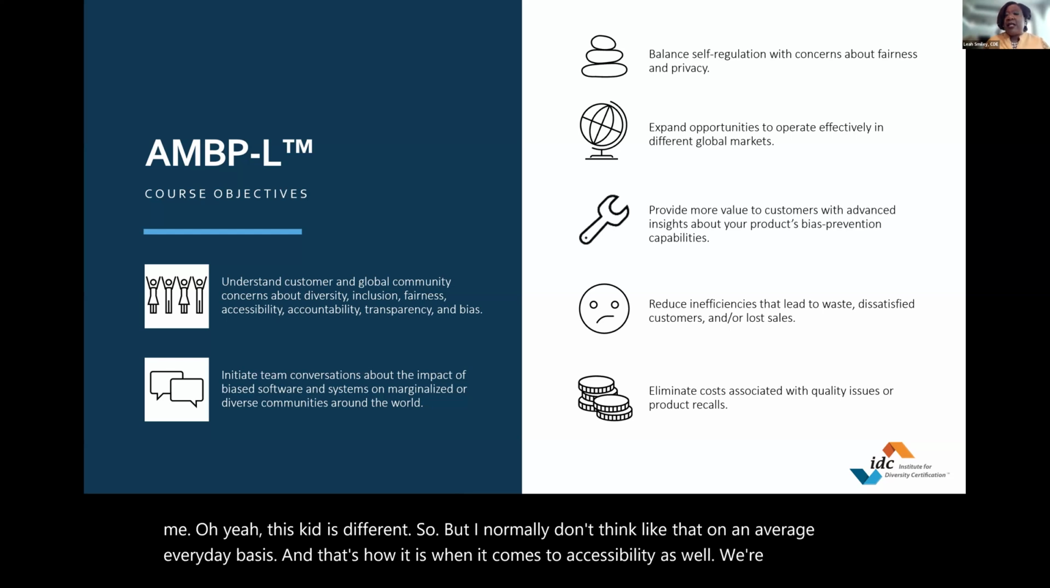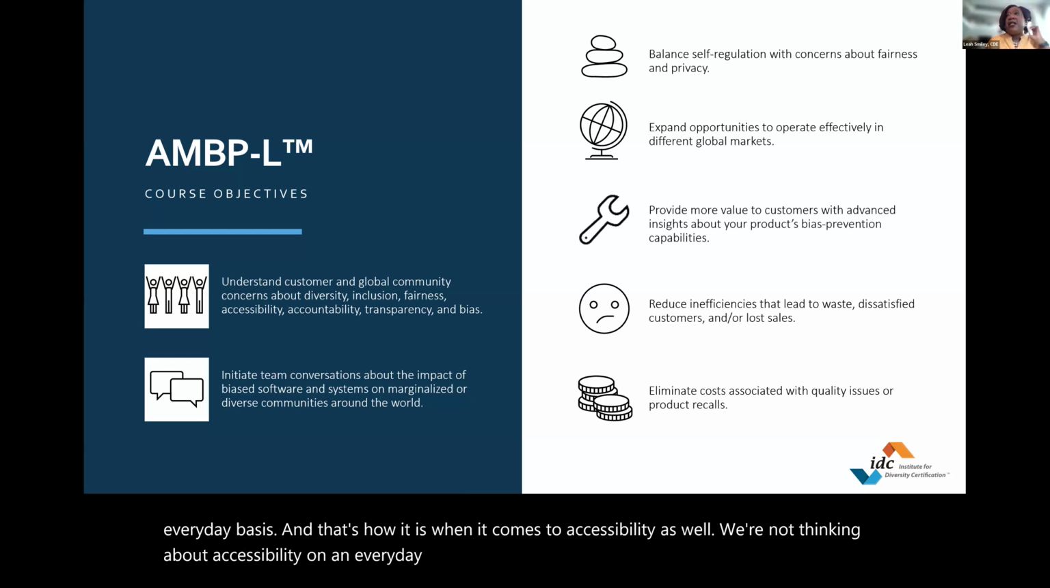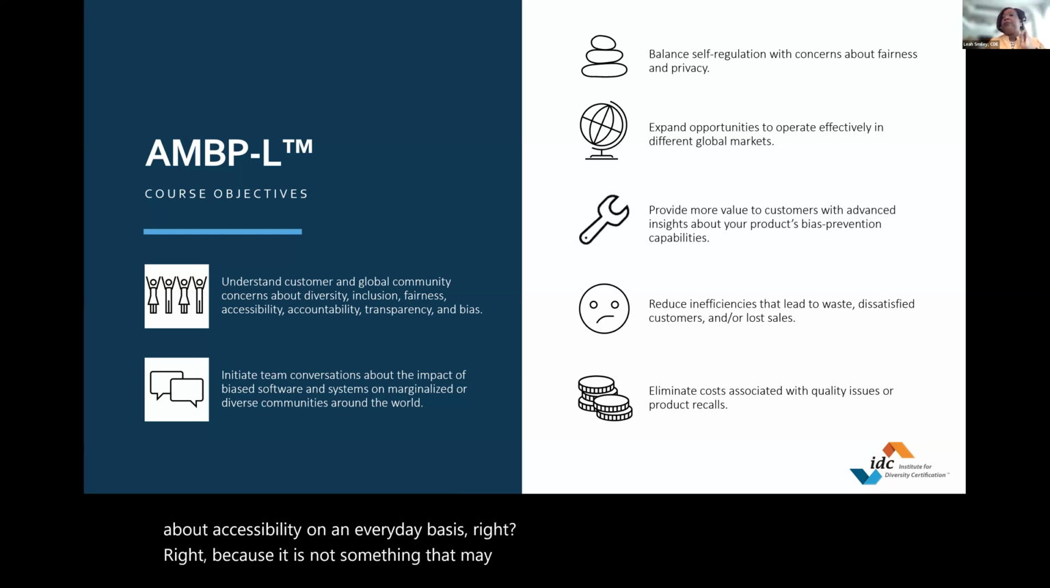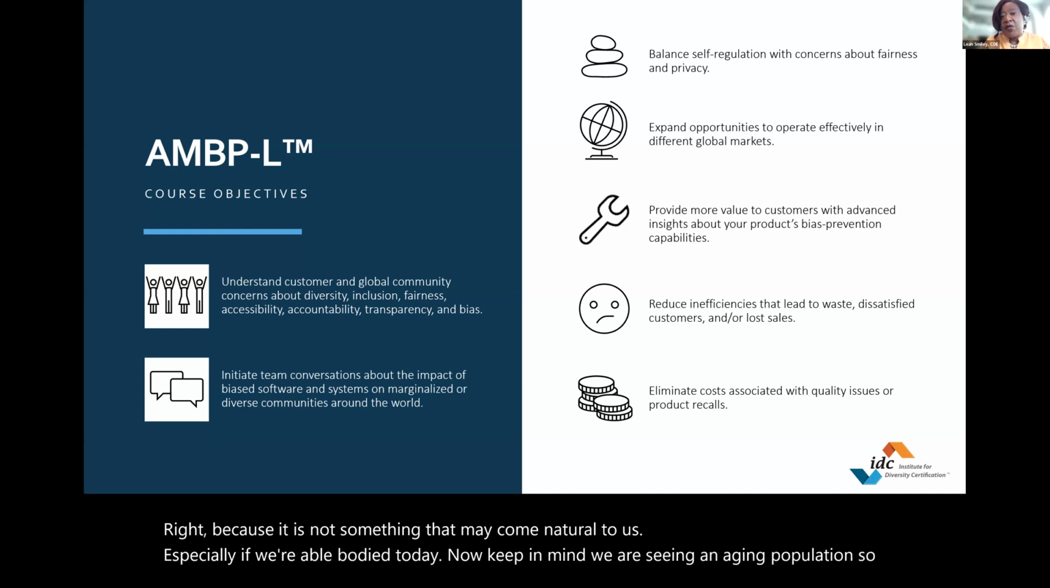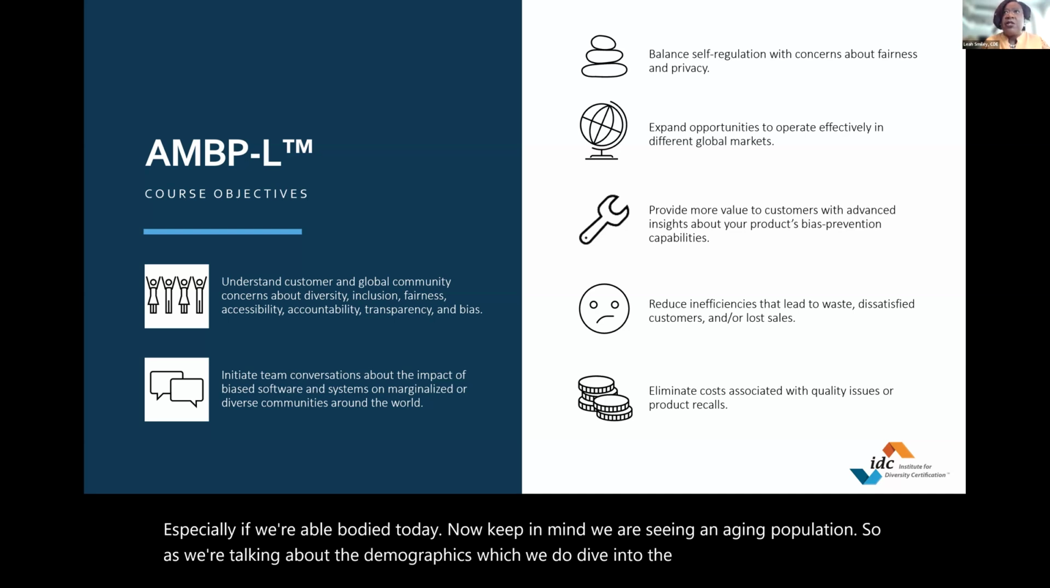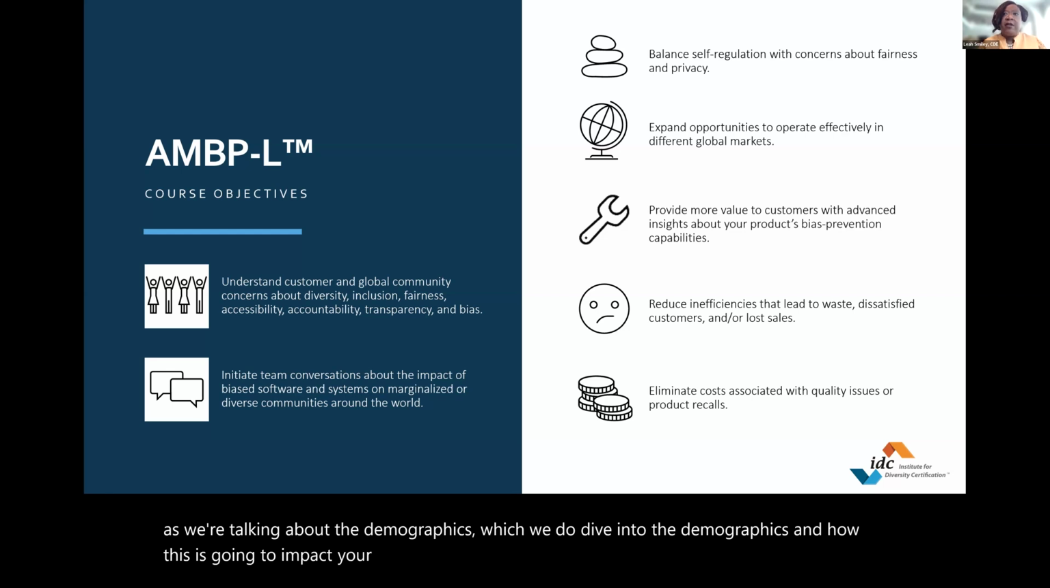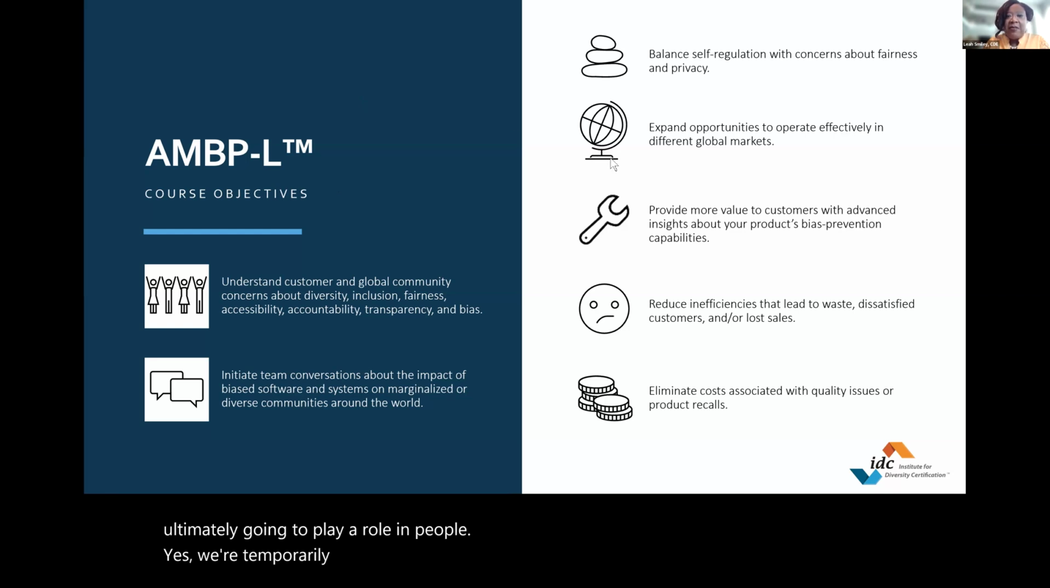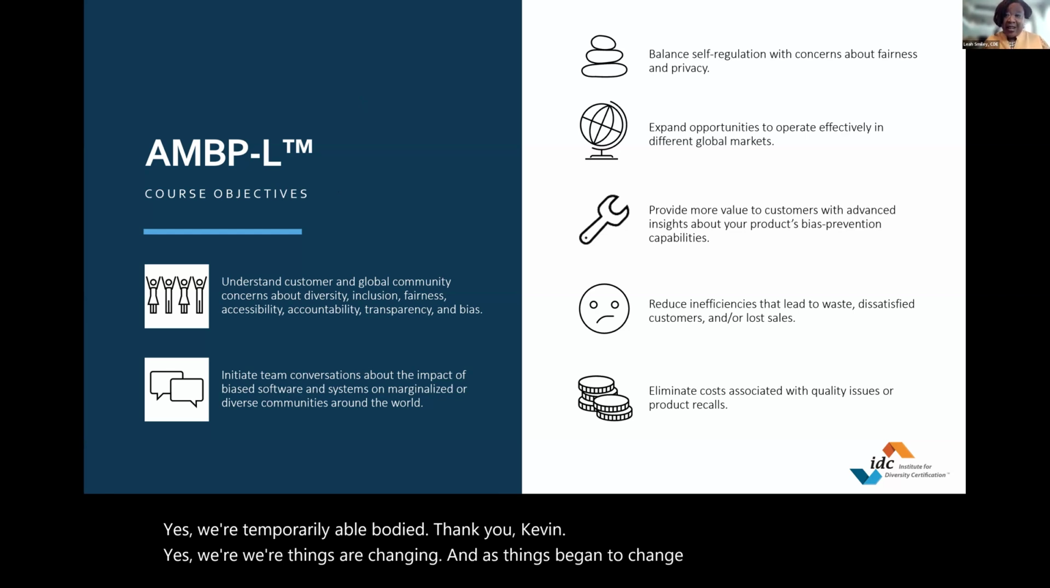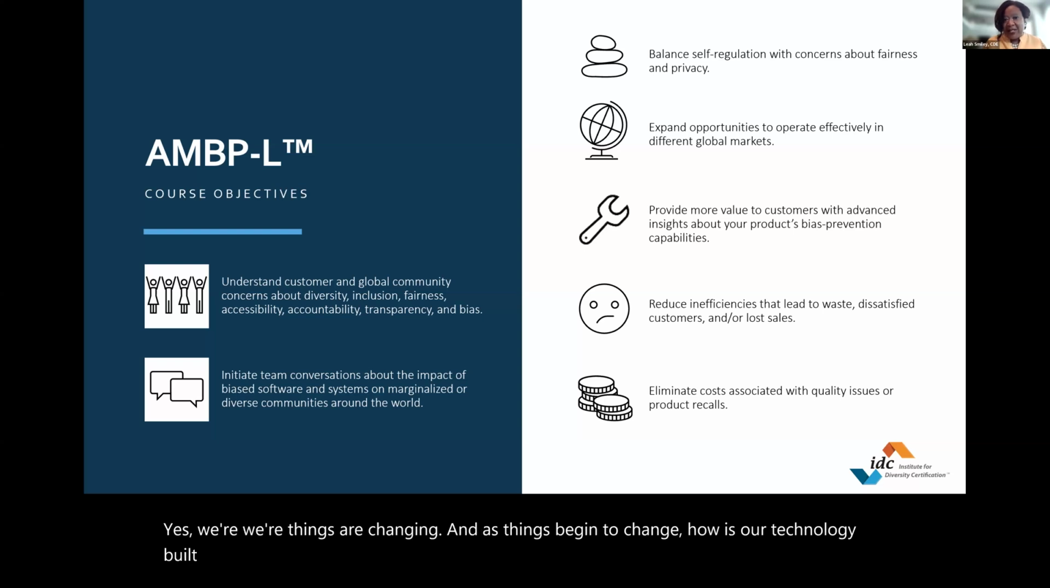We're not thinking about accessibility on an everyday basis, right? Because it is not something that may come natural to us, especially if we're able-bodied today. Now, keep in mind, we are seeing an aging population. So as we're talking about the demographics, which we do dive into, and how this is going to impact your users, not only today, but in the future, those demographics are ultimately going to play a role in people. Yes, we're temporarily able-bodied. Thank you, Kevin. Yes, things are changing. And as things begin to change, how is our technology built to accommodate those changes?